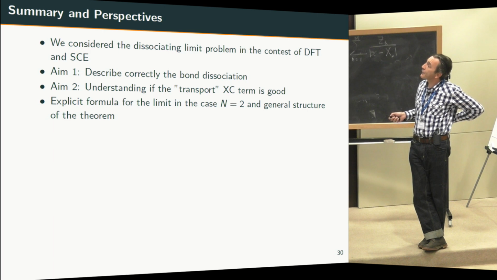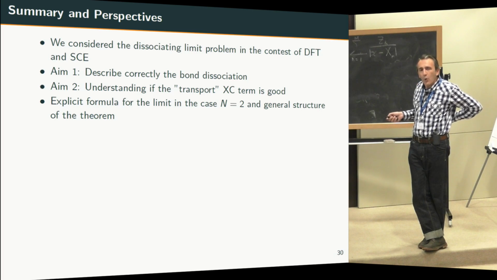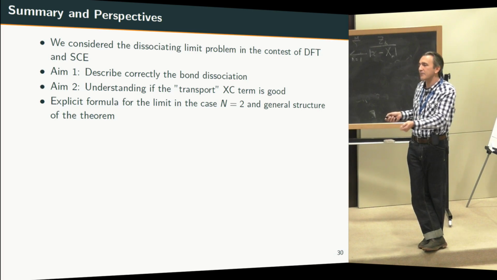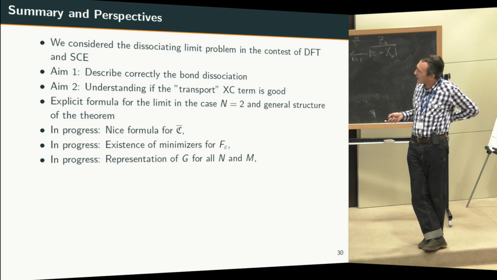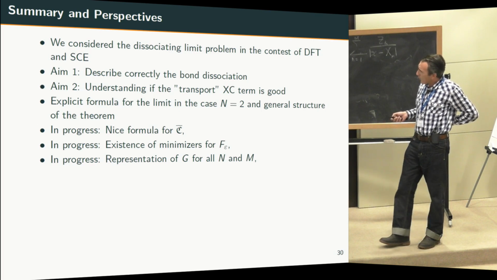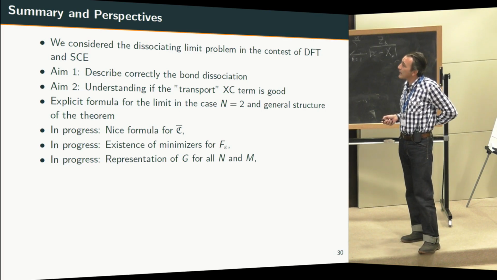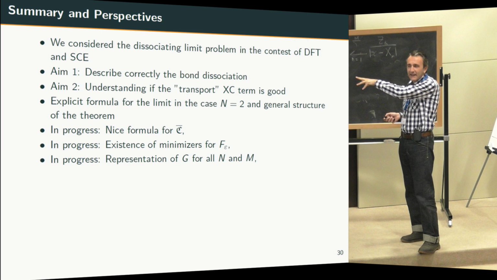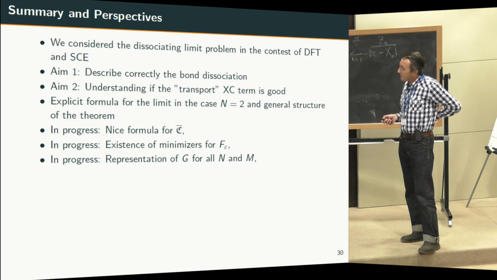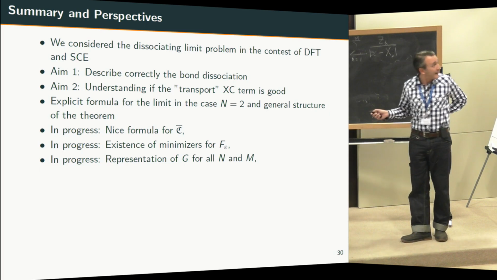And we got an explicit formula for the case n equal to 2 and the general structure for the theorem. We now know which are the passages which we need, which is the formula that we need. What we have in progress is this: we are trying to produce a nice formula for C bar. You have seen the formula in some sense, but I put it around with an inequality. I didn't discuss the existence of minimizer for f epsilon.